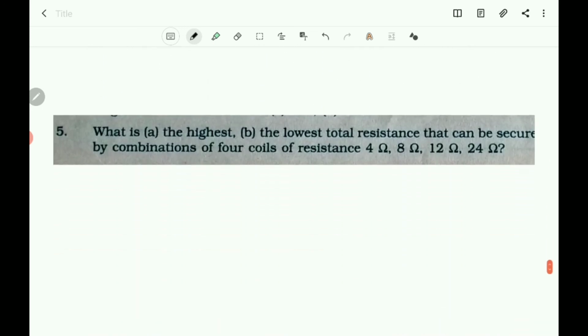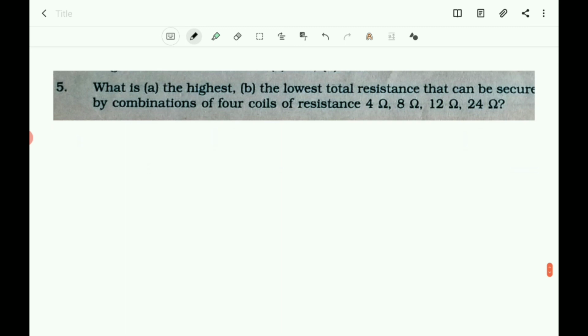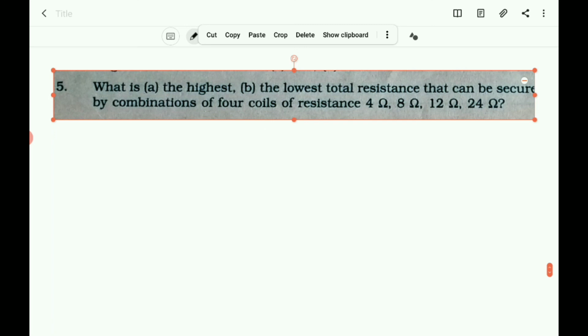Next, let us have the fifth question. What is the highest and what is the lowest total resistance that can be secured by the combination of 4 coils of resistance 4 ohm, 8 ohm, 12 ohm, 24 ohm. Here we have to find out the highest resistance and lowest resistance obtained by connecting the 4 resistances, that is 4 coils of different resistances 4 ohm, 8 ohm, 12 ohm and 24 ohm.